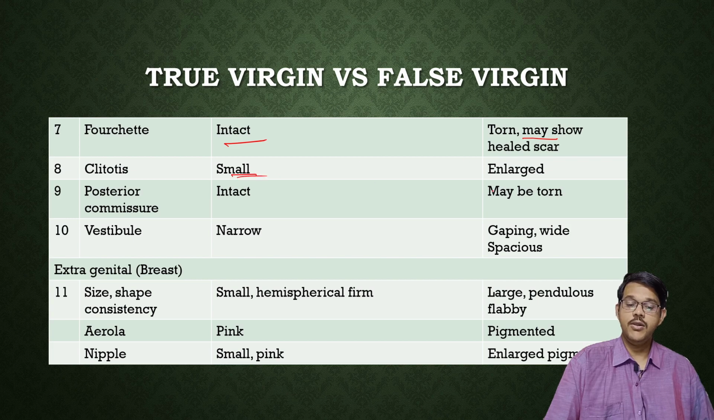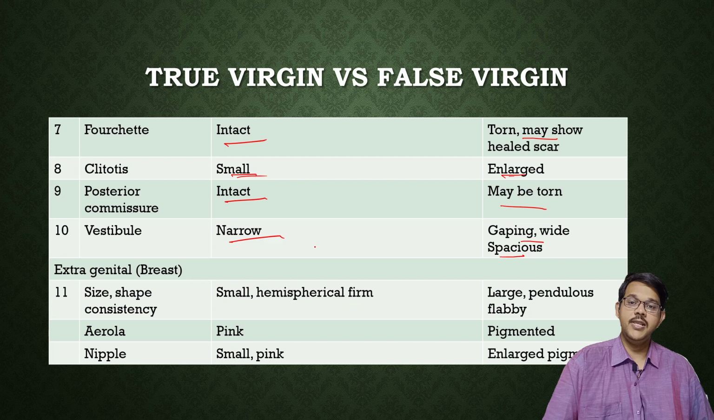The clitoris is small, but it is enlarged in false virgins. The posticum is intact, but it may be torn. The vestibule is narrow, but it is gaping or wide and spacious. The vestibule is mainly the part between the clitoris and the posticum, which is narrow, and it is gaping in false virgins. So these are the genital signs.